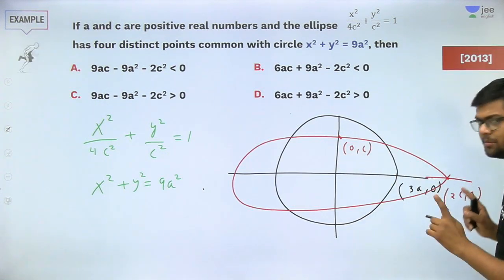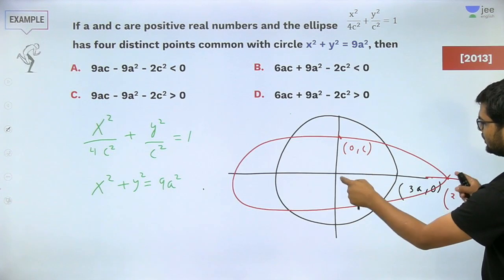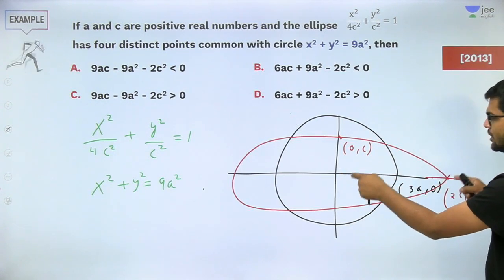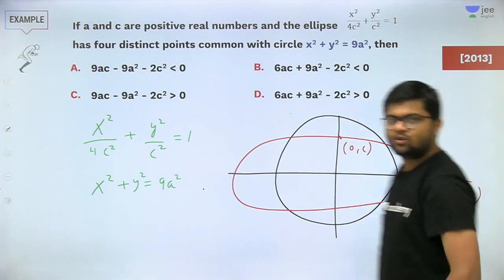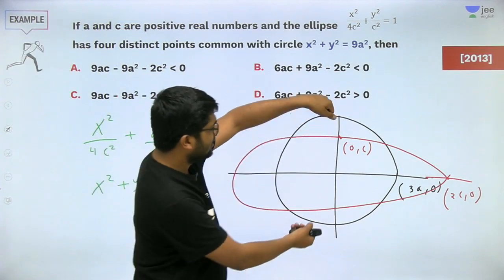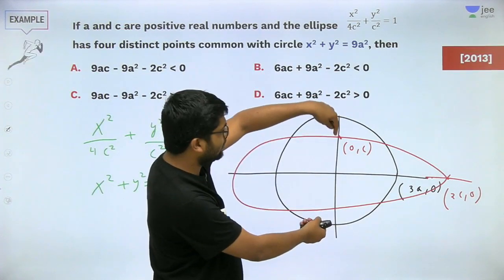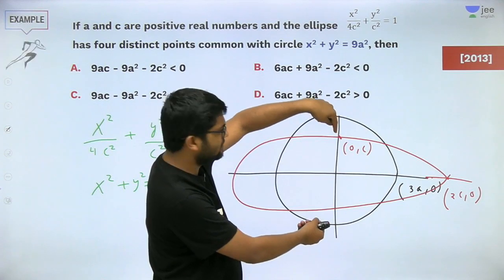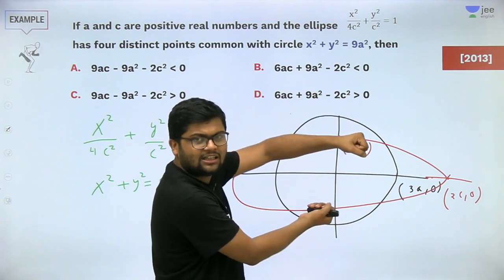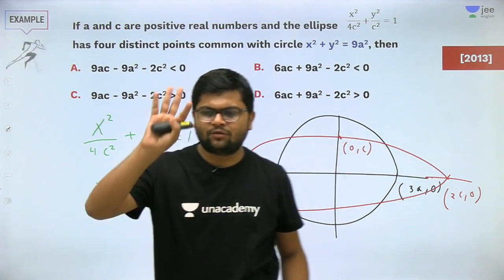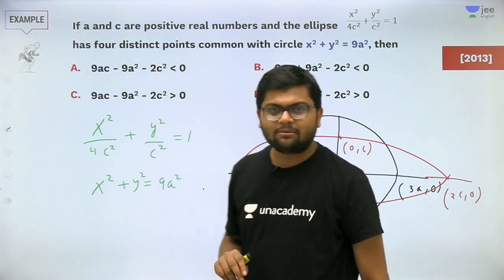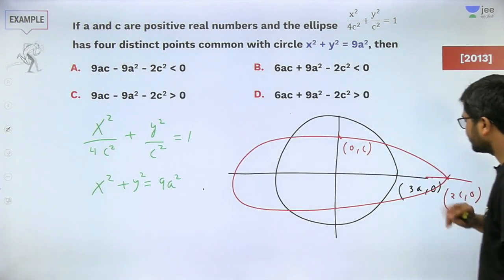Now from here you should conclude that 2c should be greater than 3a, that the length of the major axis of the ellipse should be greater than the radius, so that the ellipse stretches on the x axis. Getting my point? And the length of the minor axis, the height of this point C, should be less than the radius, so that it shrinks inside the circle and gives you the 4 points of intersection. Very good. Getting my point? Wonderful, students.